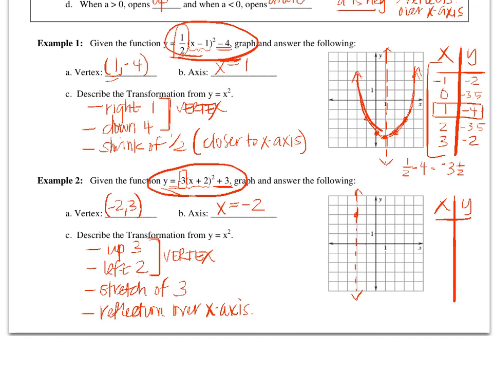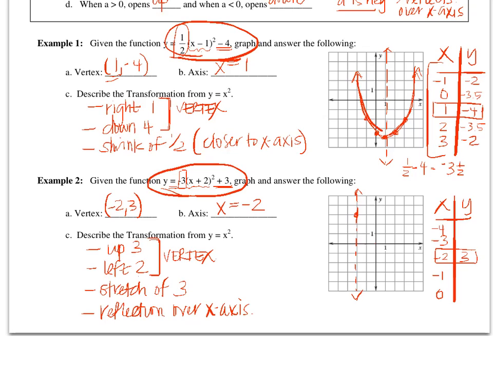However, many of us don't have that option. So in the middle of my table, I'm going to put my vertex of negative 2, 3. To go values smaller, I'm going to do negative 3 and negative 4. To do values bigger, I'm going to do negative 1 and 0.